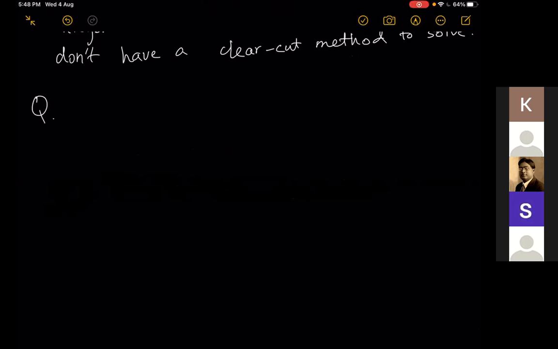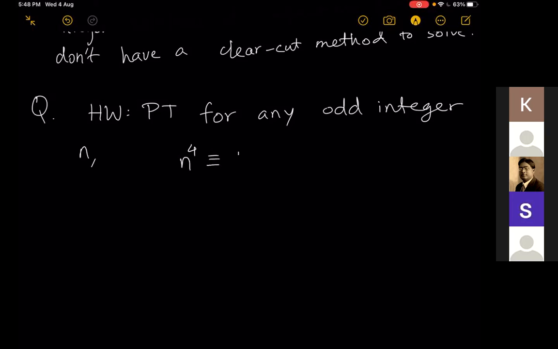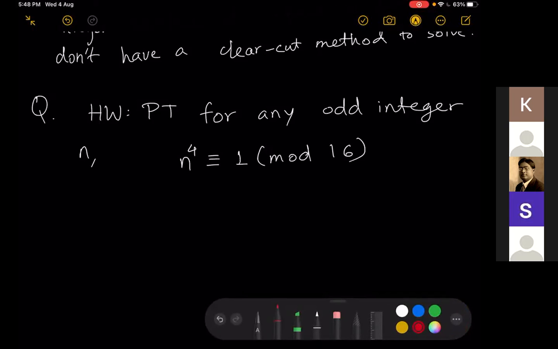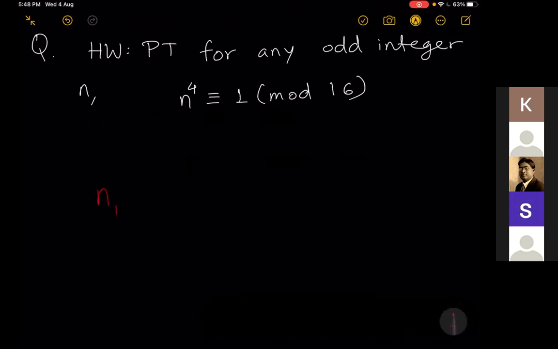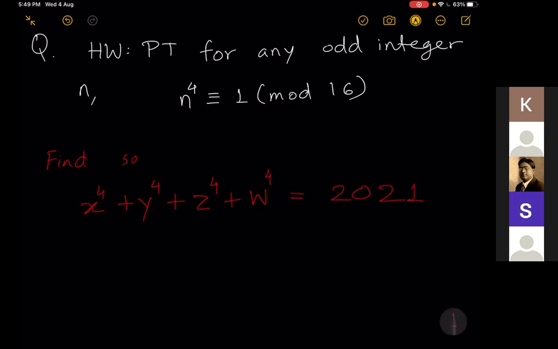So, homework: prove that for any odd integer n, n to the power 4 is congruent to 1 mod 16. Okay, this is your homework. For now, assume this is true. Now you have to find the solutions of this equation for x, y, z, w integers.